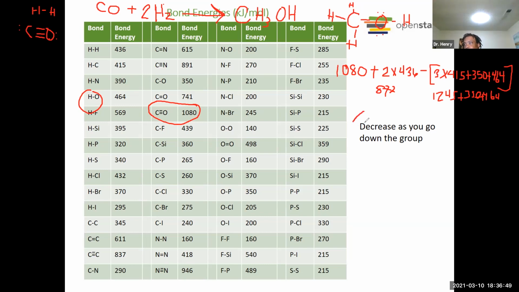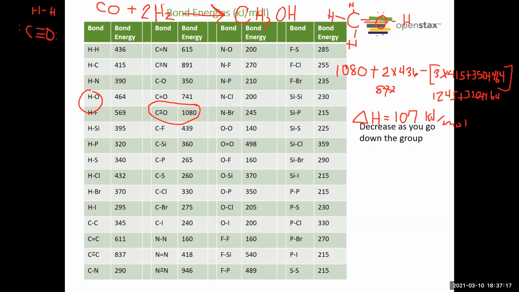So your delta H is going to be 107 kilojoules per mole. That's kJ. Okay. Piece of cake? Yeah, I get it now. Okay, good.